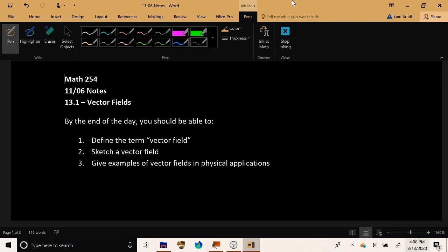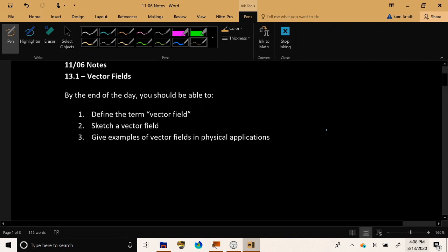Alright, so we get to start chapter 13 today. In chapter 13 we'll be talking about vector fields and something called line integrals and surface integrals of vector fields. The goal for today is simply to define what a vector field is, to talk about how we sketch vector fields and represent them visually, and to discuss briefly some vector fields that might arise in physical applications, some examples of those.